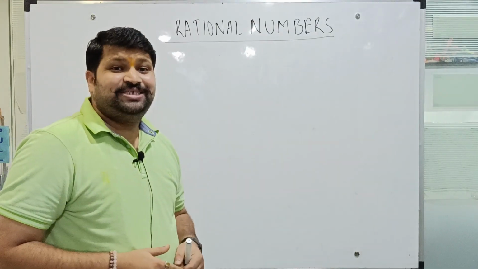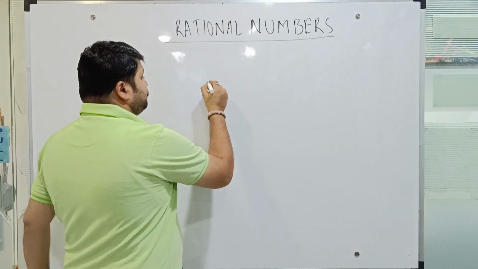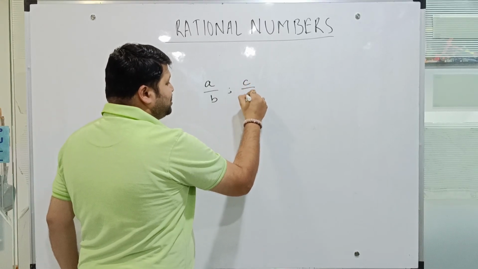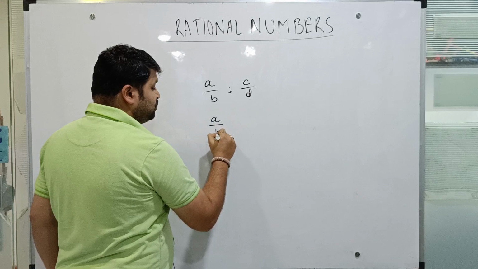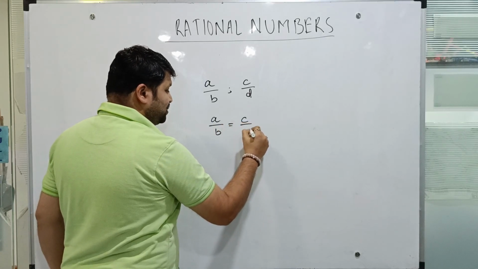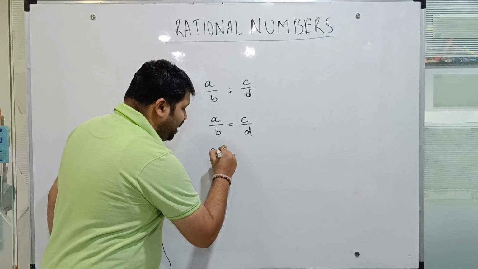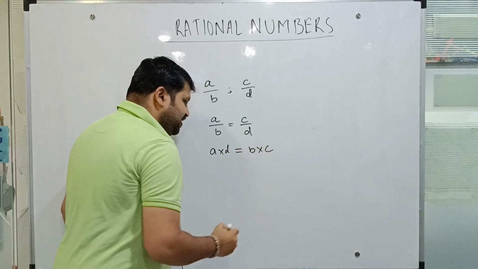Now, the next thing that we should also know is, if I have two rational numbers, A upon B and C upon D, and they are equal to each other, that is A upon B is equal to C upon D, then in this scenario, A multiplied by D will be equal to B multiplied by C.